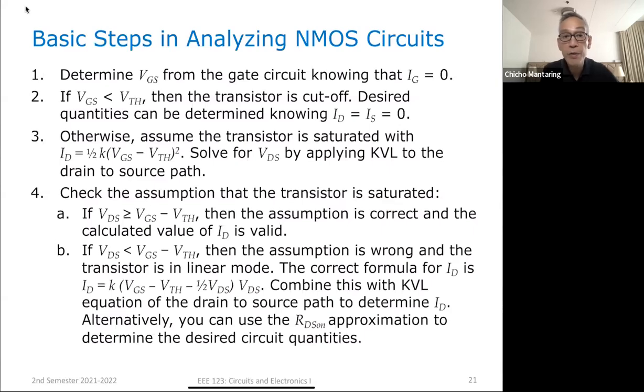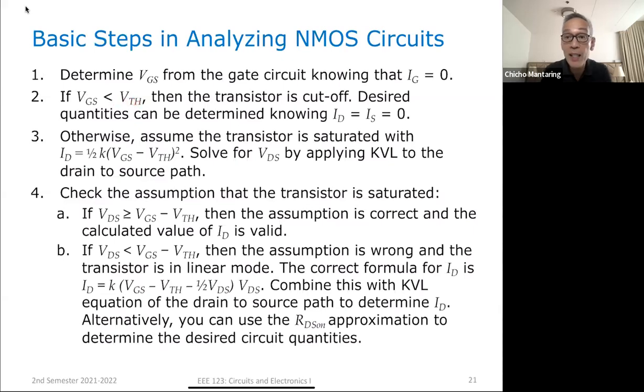Okay, so let's review the basic steps in analyzing NMOS circuits. I modified this a bit from the last time. So the first step is to determine VGS from the gate circuit, knowing that our gate current is equal to 0. We compare VGS with the threshold voltage VTH.